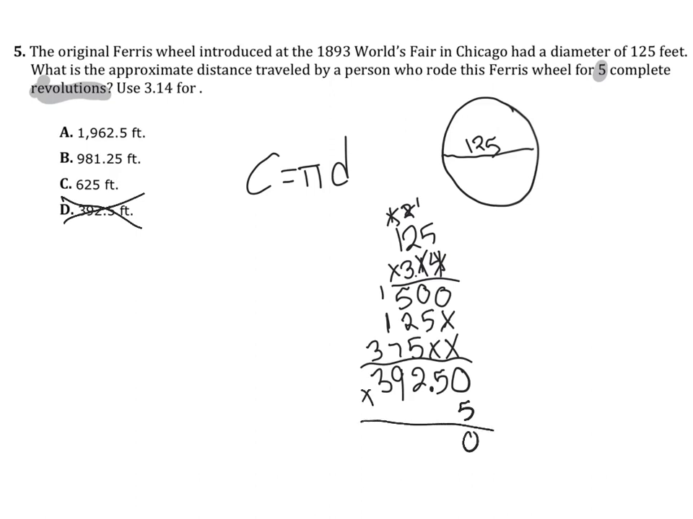5 times 0 is 0. 5 times 5 is 25. Put the 5, carry the 2. 5 times 2 is 10, plus 2 is 12. Carry the 1. 5 times 9 is 45, plus 1 is 46. And 5 times 3 is 15, plus 4 is 19. There's 2 decimals, so I move it 2 decimals. I get 1,962.5 feet.